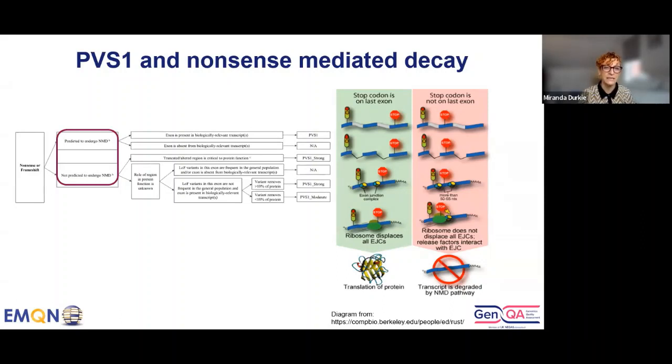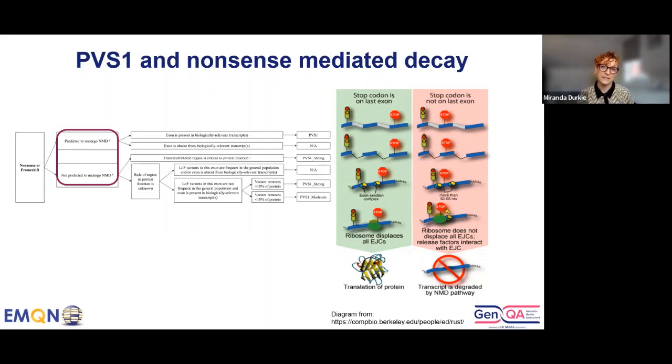So in both cases they were a frame shift variant, and so your first decision to make is whether this variant is predicted to undergo nonsense mediated decay. On the right hand side of the slide is a very simple schematic showing how to predict whether NMD might occur or not.